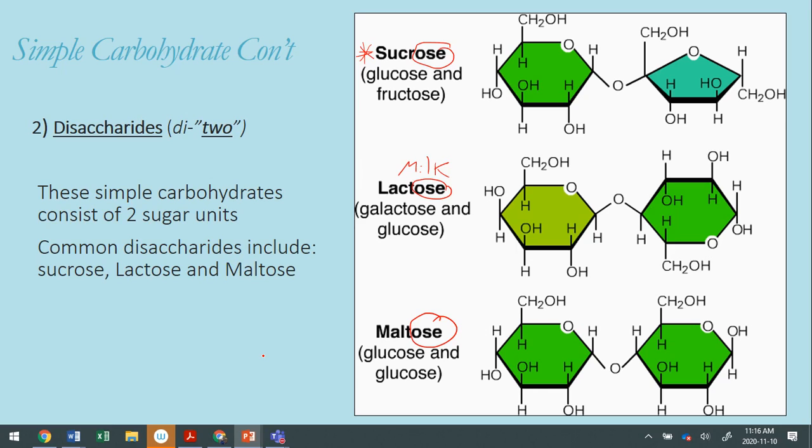Now, sucrose, lactose, and maltose are all examples of disaccharides, meaning that what we've done is we've taken two monosaccharides and joined them together. For example, look at sucrose. Sucrose is made of glucose, which is a monosaccharide, and fructose, which is a monosaccharide. So we've joined the two monosaccharides together to get a disaccharide.